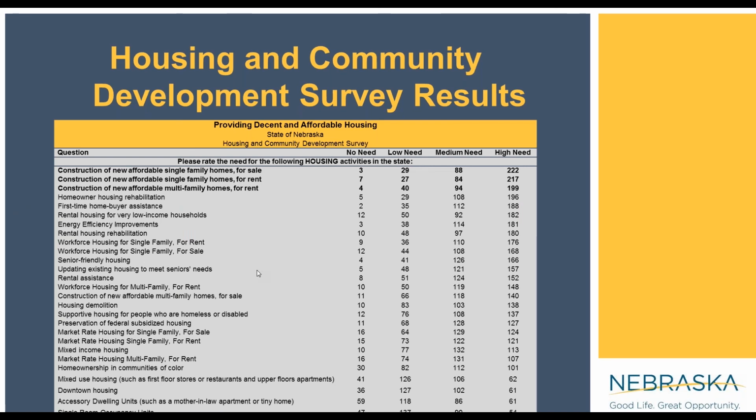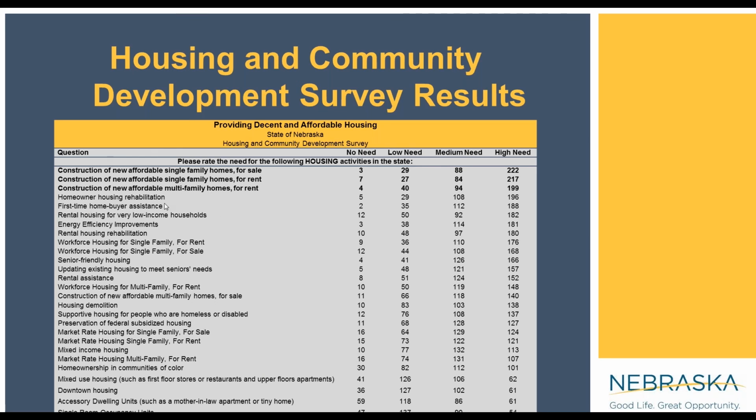So we sorted this. Also, the survey was designed with the Consolidated Plan funding requirements and funding feasibility in mind. So we asked questions that could be addressed by those programs that we just talked about. Here, this is sorted by no, low, medium, and high need. Construction of new affordable single-family homes for sale, construction of new affordable single-family homes for rent, and construction of new affordable multifamily homes for rent.